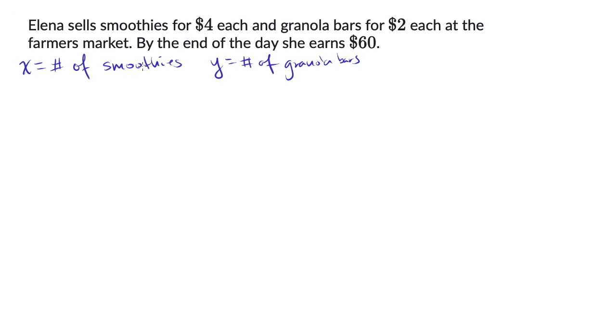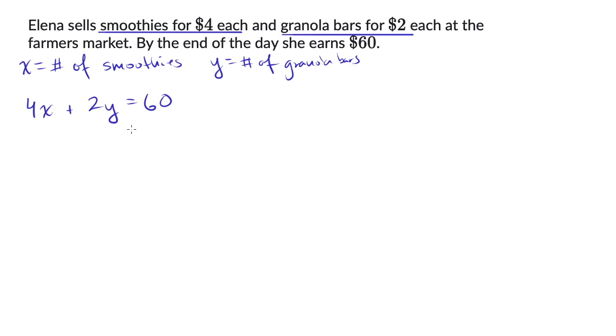Well, the amount of money that Elena gets from smoothies is going to be, she sells smoothies for $4 each, so $4 times the number of smoothies. And then how much does she get from granola bars? Well, the number of granola bars times $2, so it's going to be $2 times y. So this is going to be the total amount of money that she makes. The left is from smoothies, this is from granola bars, and the total is $60.